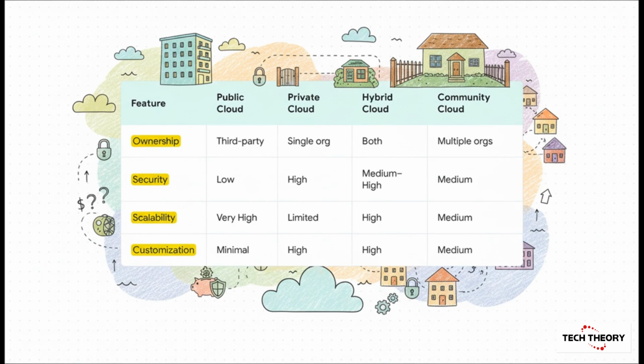Look at the trade-off between something like scalability and customization. The public cloud gives you almost infinite scale, but you can't really customize it. The private cloud is the exact opposite. You can customize everything, but your scale is limited. And this is where that hybrid model really starts to look attractive, right? It scores high marks in both.